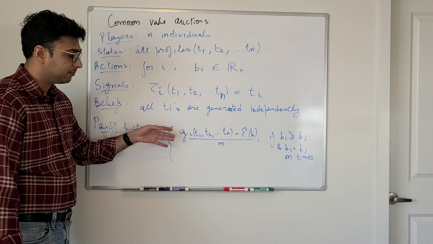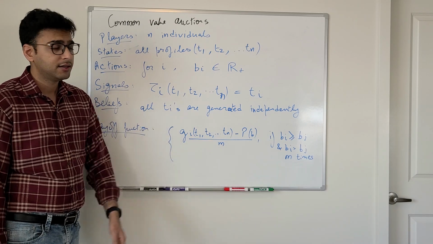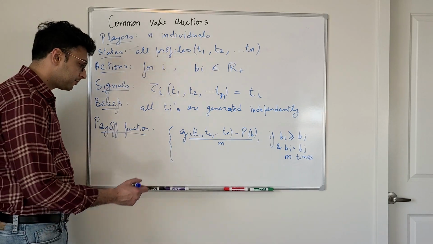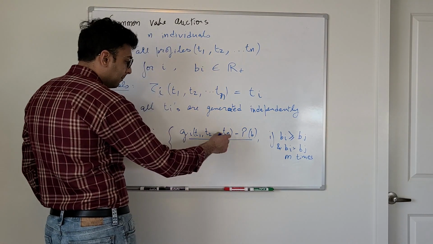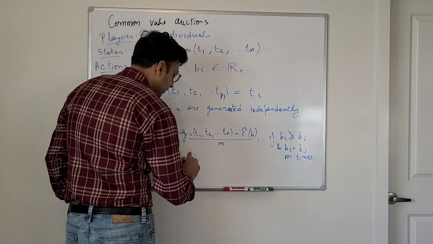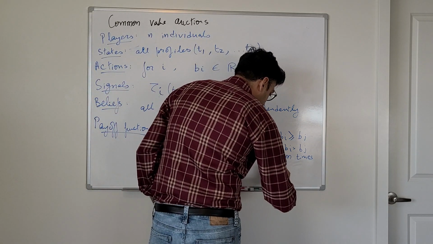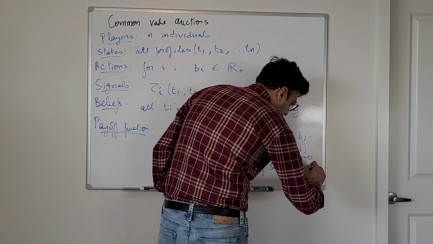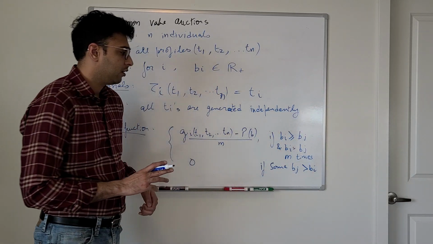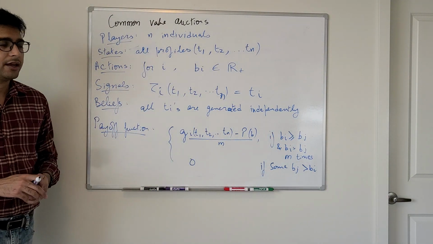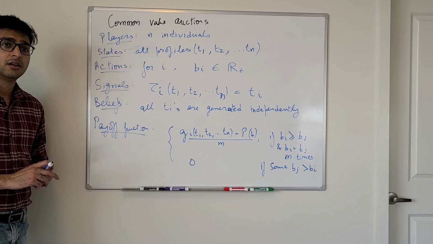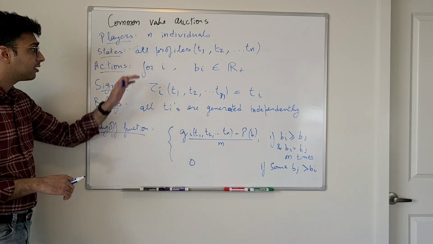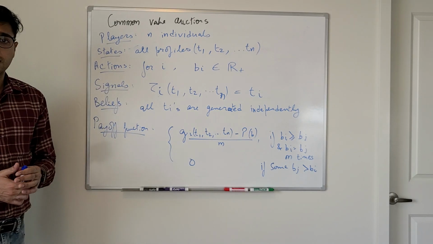And it captures both the situation where player i wins outright and the situation where player i ties with m minus 1 other individuals. And then 0 if some b_j is greater than b_i. Right? If there's any player who has bid higher, then player i does not get the good. Player i also then doesn't have to pay anything, and so player i gets 0. So that completes our definition of this Bayesian game.